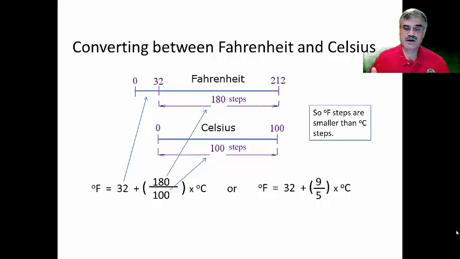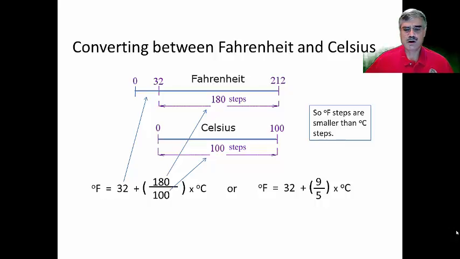Now the ratio of 180 to 100 in this conversion equation is attributed to the size of these steps. 180 steps on the Fahrenheit scale, 100 steps on the Celsius scale. So that's where that ratio of 180 to 100 comes in. And then the 32 degrees that we have in the equation is due to this offset between the two scales.